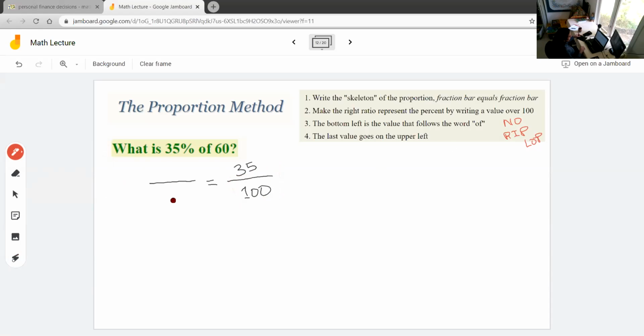Then we have something over here. This value is what follows the word of. There's always going to have to be something after the word of. I can't make a good English sentence that ends in of. So in this case, of 60, the 60 goes there. And then lastly, something is left over. In this case, it's the word what. So the what goes there.